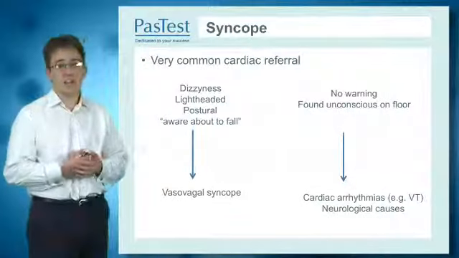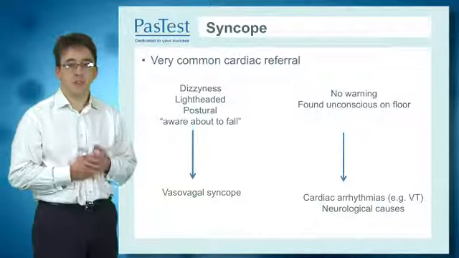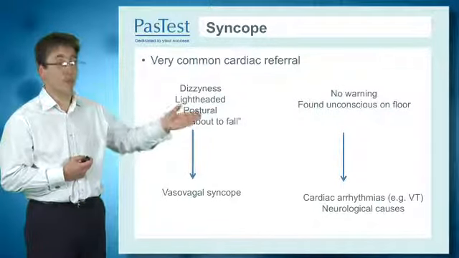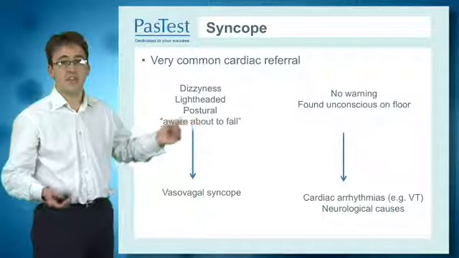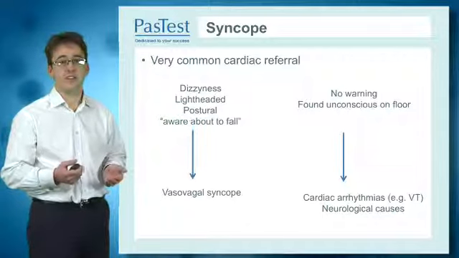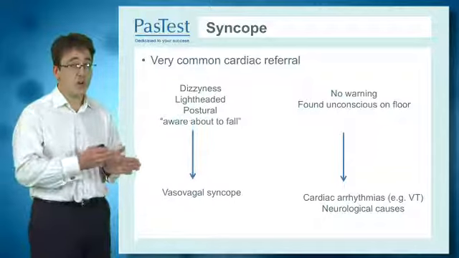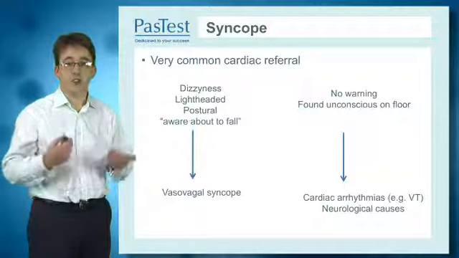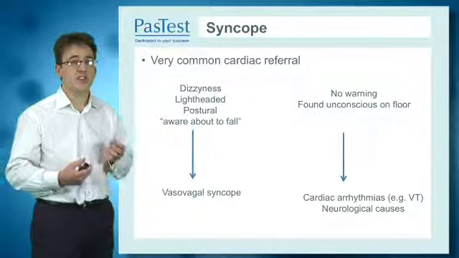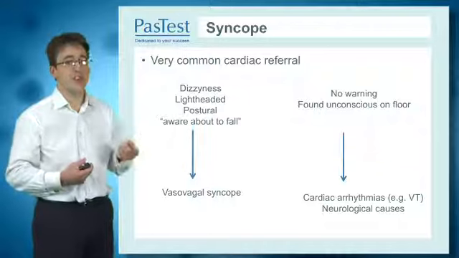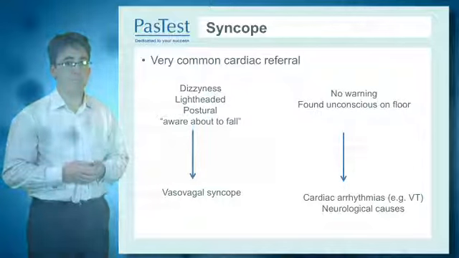On the slide here you see a broad outline which we may use to help us down this management pathway. Those which are likely to be vasovagal in origin are on the left side of the screen. These include feelings of dizziness, lightheadedness, or posturally related symptoms, or awareness that the episode's about to happen. This is in sharp contrast to cardiac arrhythmias such as ventricular tachycardia, or neurological causes, of which the patient has absolutely no warning, and the first thing they know about it, they're on the floor, often recovering with a group of people around them.